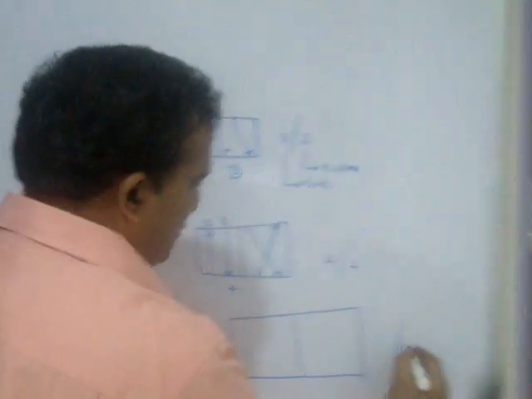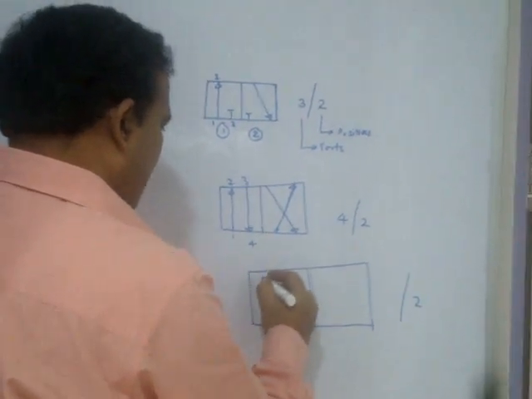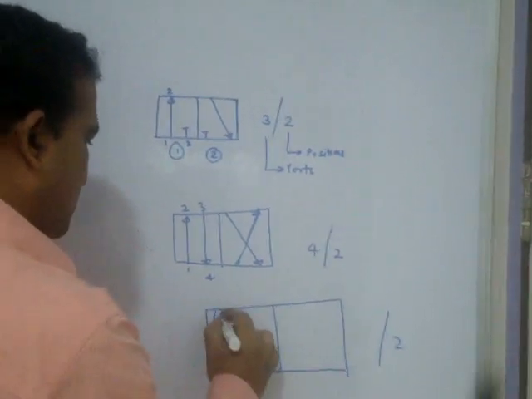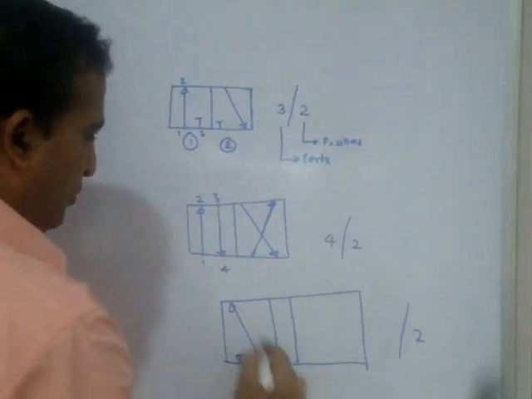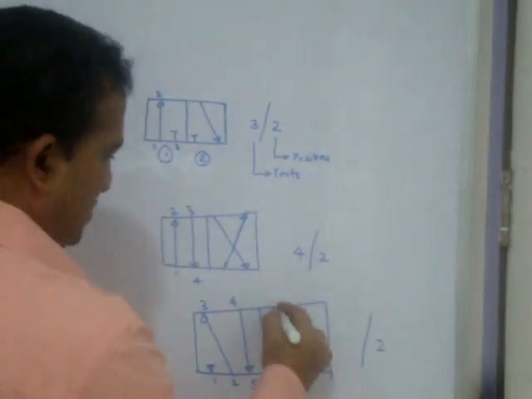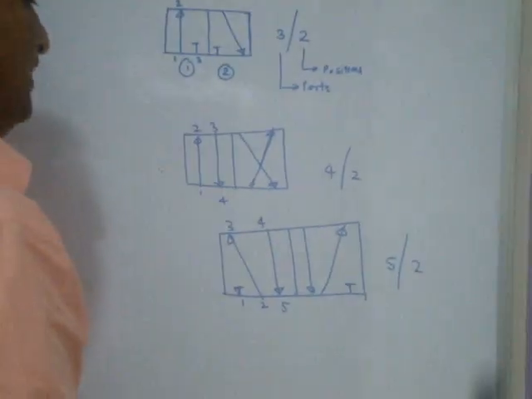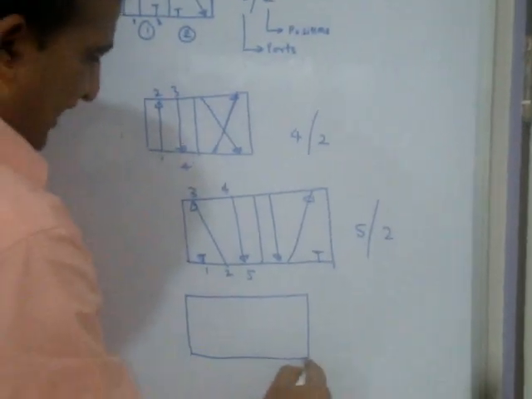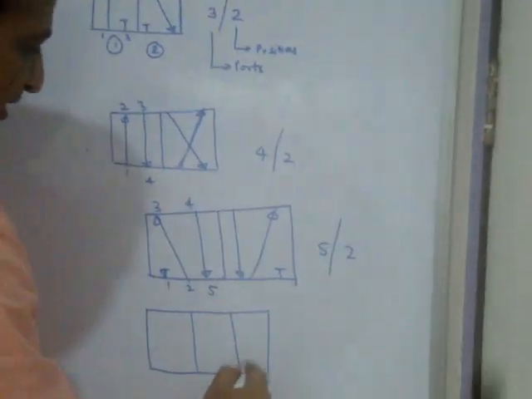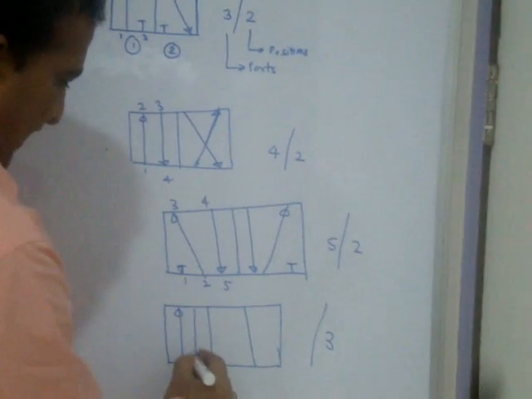So here the positions are 2, 1 and 2, but how many holes are there? 5 holes. 1, 2, 3, 4, 5 holes. This is the mirror image. Now it is called 5 by 2. And one more: typically whenever we want to stop the piston at any instant, we use a valve with 3 positions. So we can go for 4 ports in each.